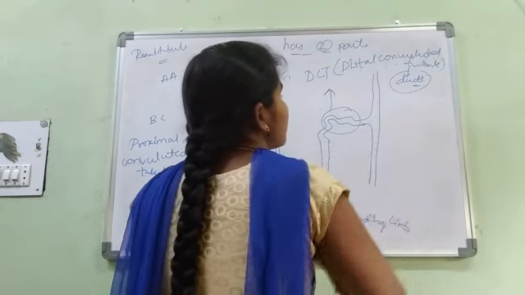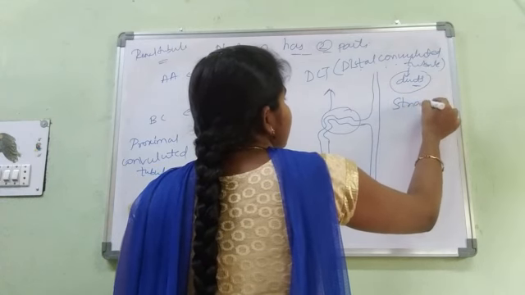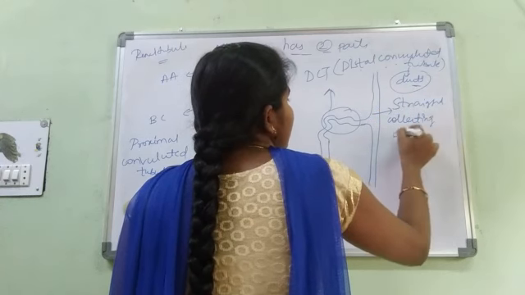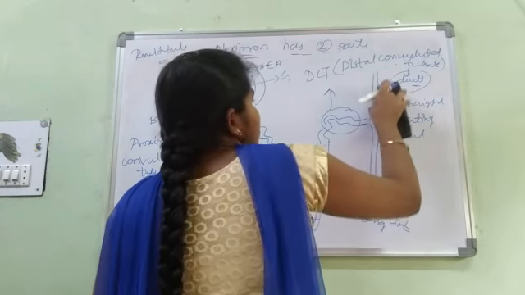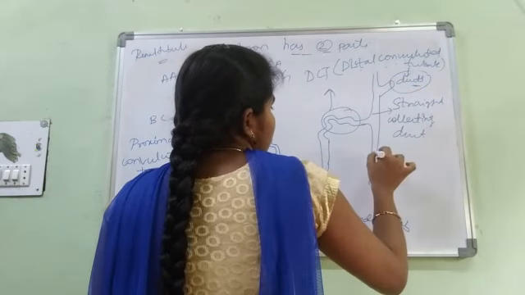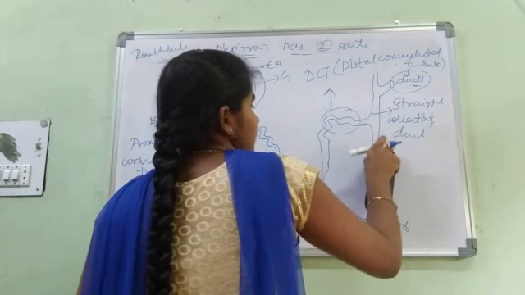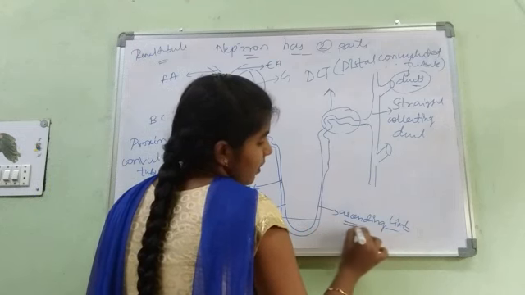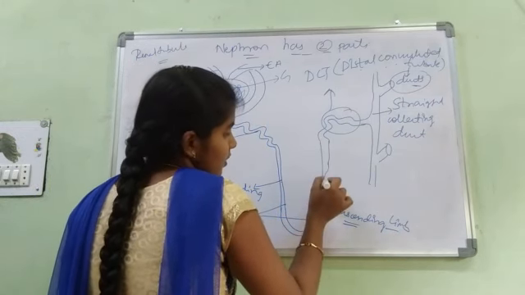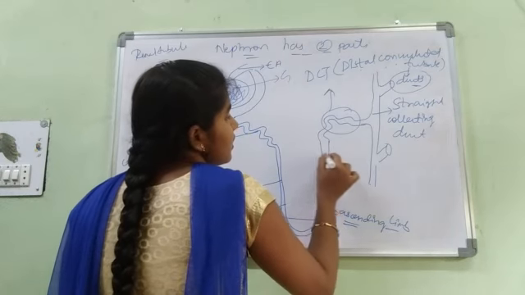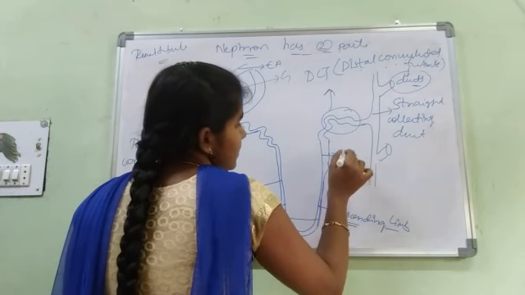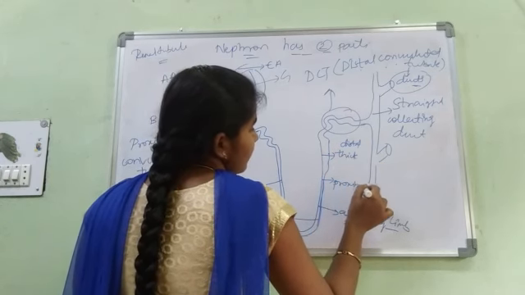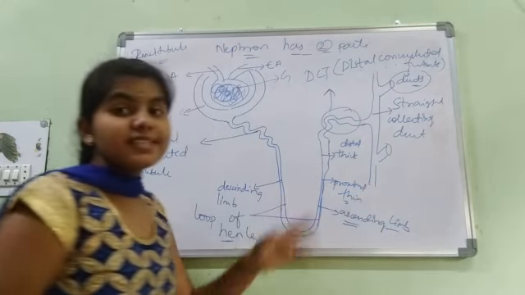Right here, straight collecting duct. That is this one. This further goes to the other organs. Now here again, in the ascending limb of loop of Henle, the proximal part is thin. You observe here, it is very thin, and the distal region is thick. In this way they are arranged.